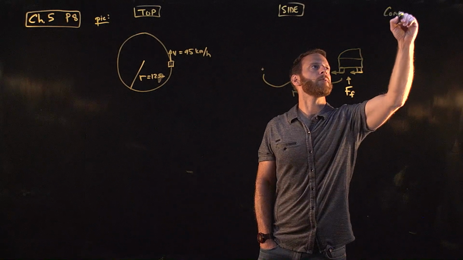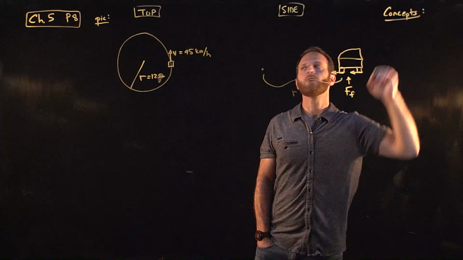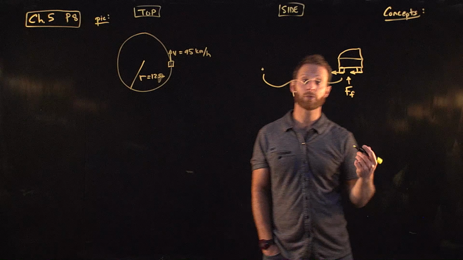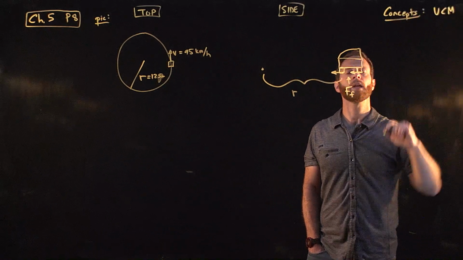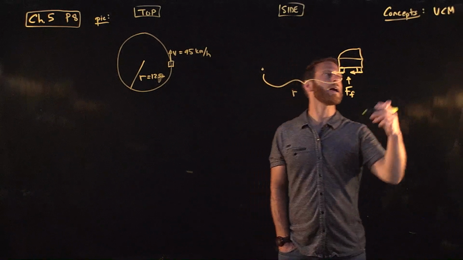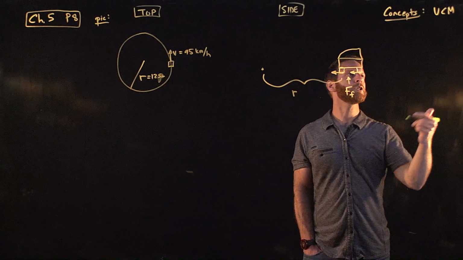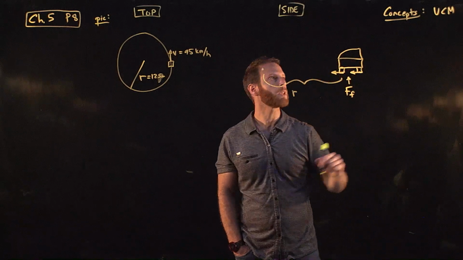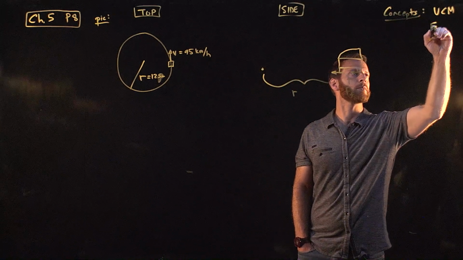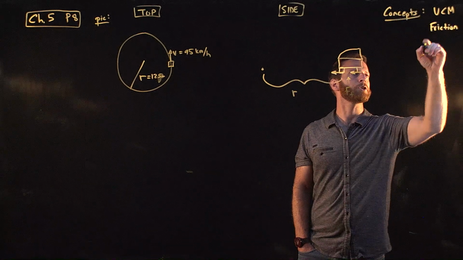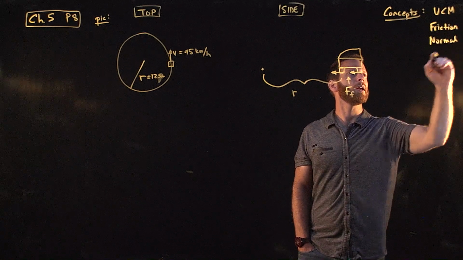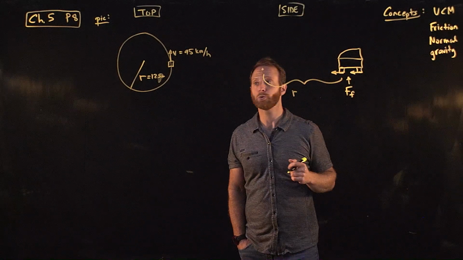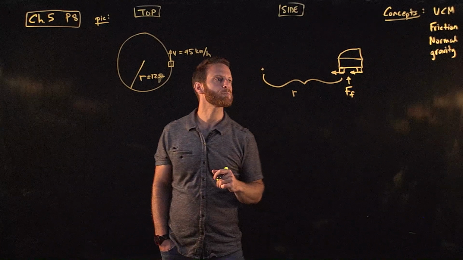Conceptually, what do we have? We have an object going around with a constant speed in a circle. We have uniform circular motion, UCM. And with that comes the fact that there is centripetal acceleration and therefore centripetal force. So that's associated with uniform circular motion. We also have to worry about friction. And with friction, that means we also have a normal force. And that almost certainly means that we have to deal with gravity. Most of these topics should hopefully be familiar by now.